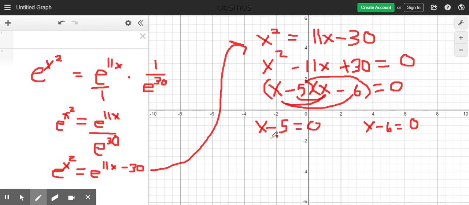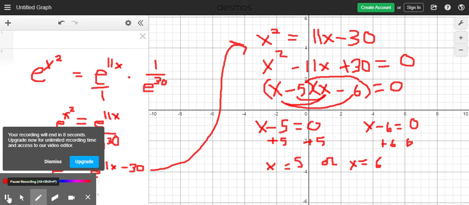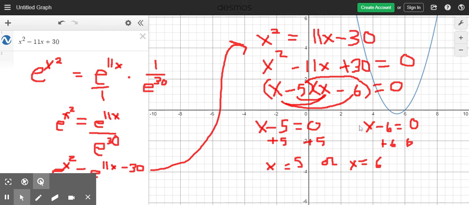equal to 0. And then adding 5 to both sides and adding 6 to both sides gives us our solutions of x is equal to 5 or x is equal to 6. You can see on the graphing calculator x equals 5 and x equals 6.